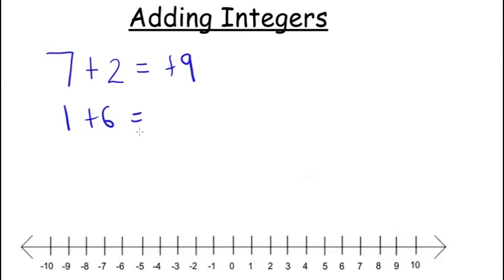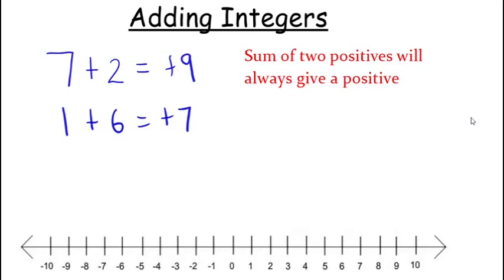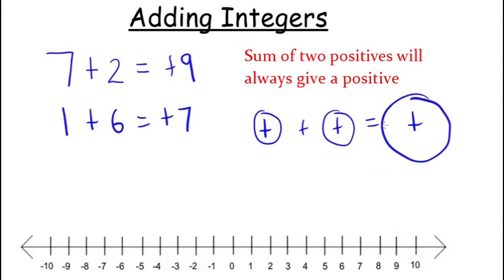Our second example is 1 plus 6. Now we'll begin at the 1, the positive 1. And it's plus 6, positive 6, so that means we're going to move 6 times to the right. When we jump 6 times, we end up at positive 7. Therefore, 1 plus 6 is equal to positive 7. We can conclude that the sum of two positives will always give a positive. So a positive plus another positive is equal to a bigger positive.